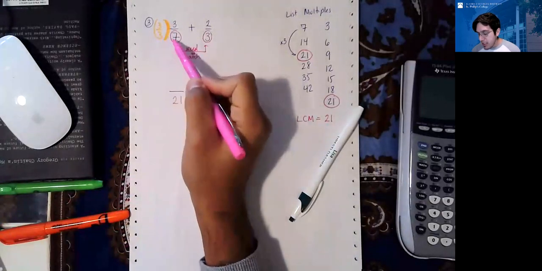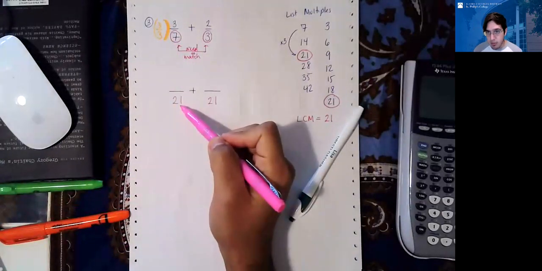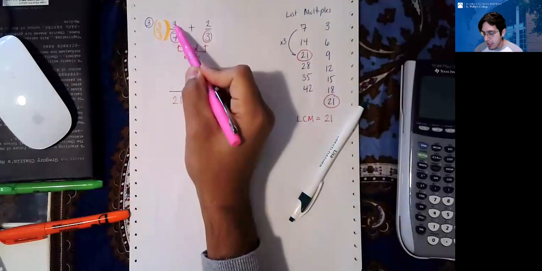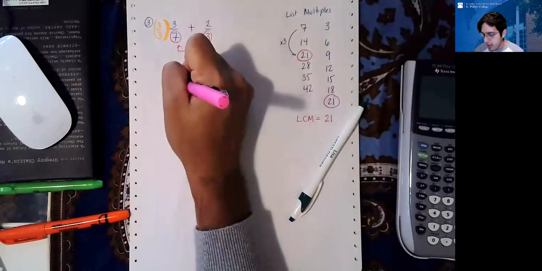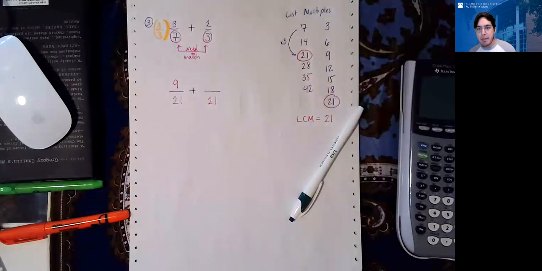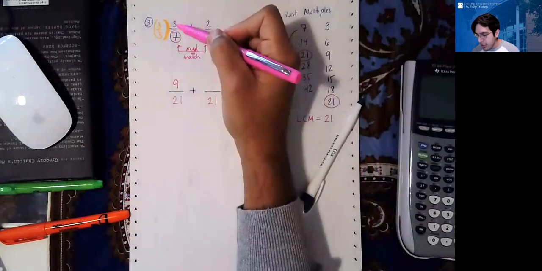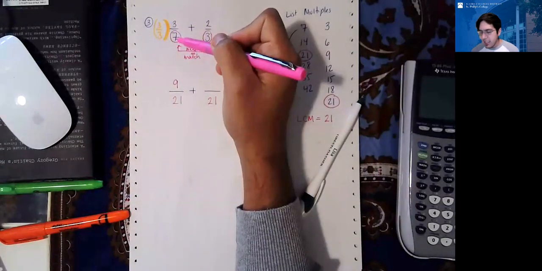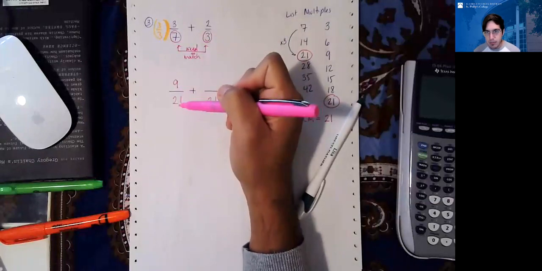So 3 times 7 will give me the 21 on the bottom. 3 times 3 is going to give me a 9 on top. So it turns out that 3/7 is equivalent to 9 over 21.